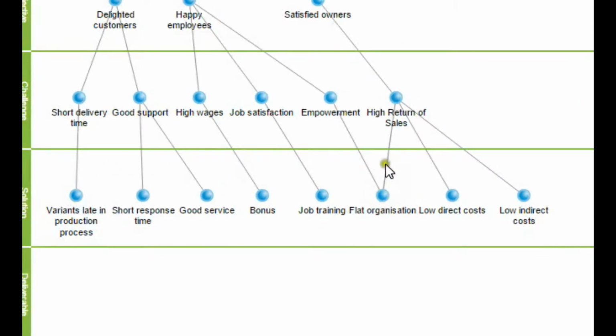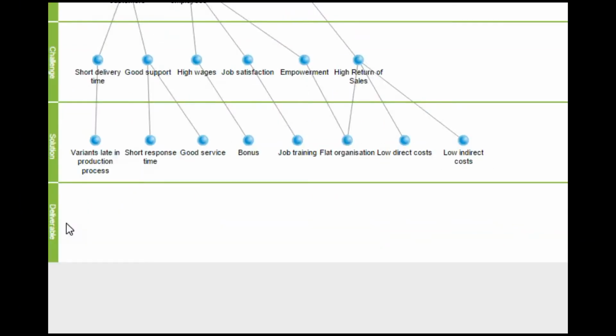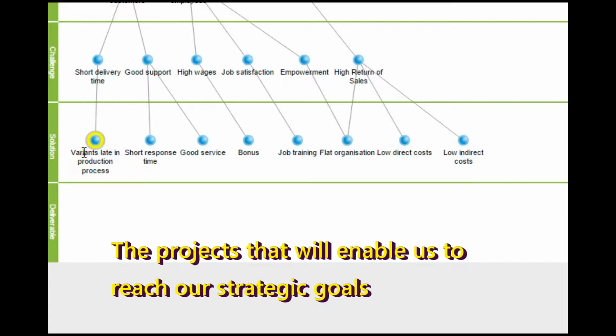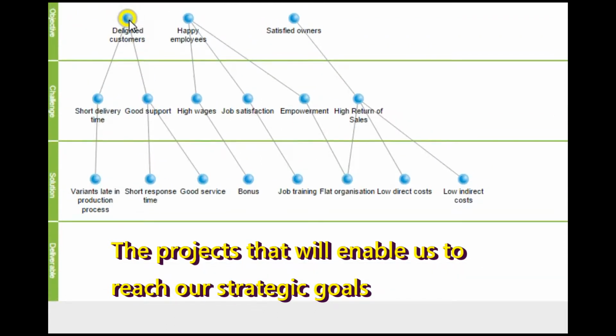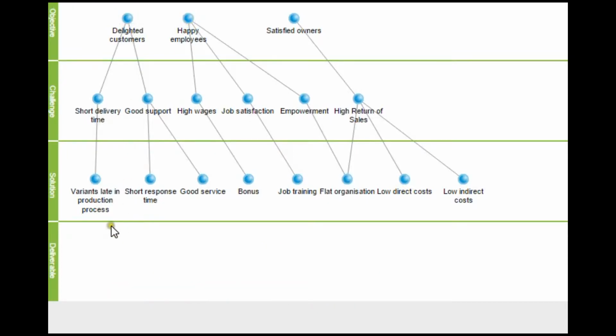And this is an example of a non-hierarchical structure where we see that high return of sales is connected both to flat organization, which also has a connection to empowerment, as well as to the two directly economical sides of the production, the direct costs and the low indirect costs. So then the big question is, how can we realize these concepts that we have set up here that again will perhaps fulfill our strategic objectives?